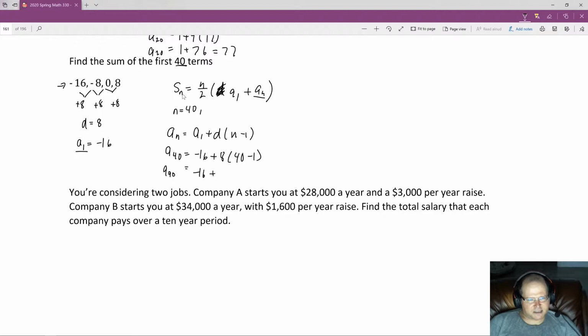Which is negative 16 plus 8 multiplied by 39. Which is negative 16 plus 8 times 39, 312. And then negative 16 plus 312 is 296.